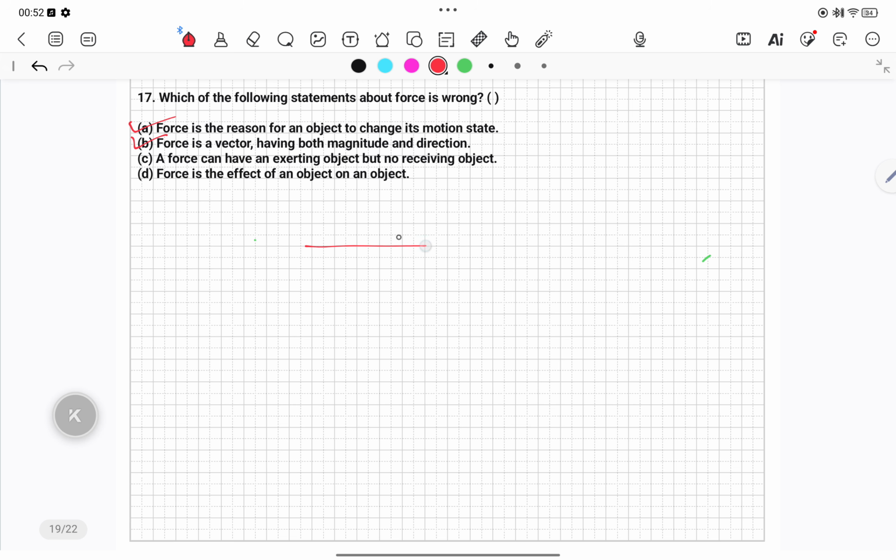An object can have an exerting object but not a receiving one. If we apply any force on an object, there must be a receiving object. Without this, the force cannot act. So according to this, option C is wrong, and option D says that a force is an effect of an object on an object. So this statement is also correct. Only option C is wrong.